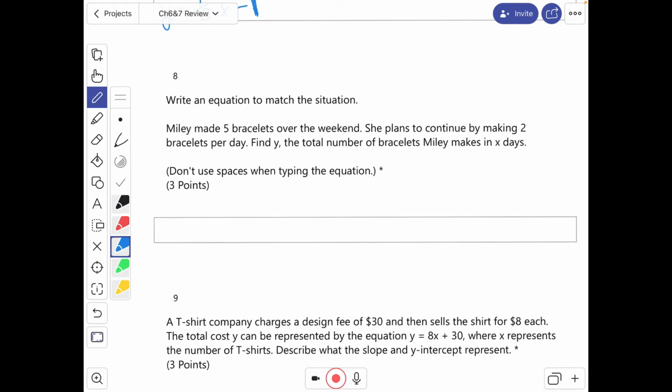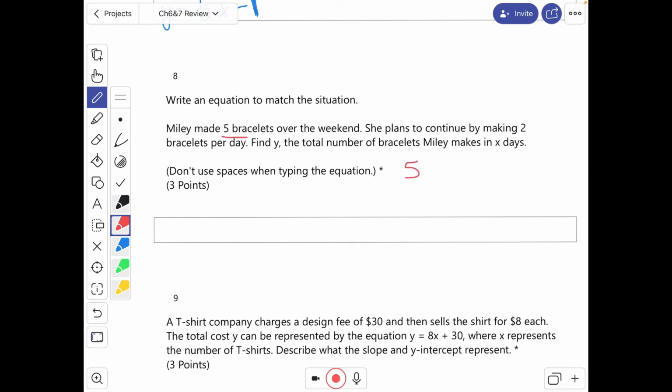Number 8, write an equation to match the situation. Miley made 5 bracelets over the weekend. She plans to continue by making 2 bracelets per day. Find the total number of bracelets Miley makes in 10 days. Makes in X days. So we're just writing the equation.